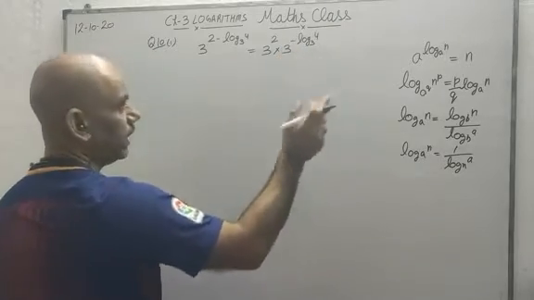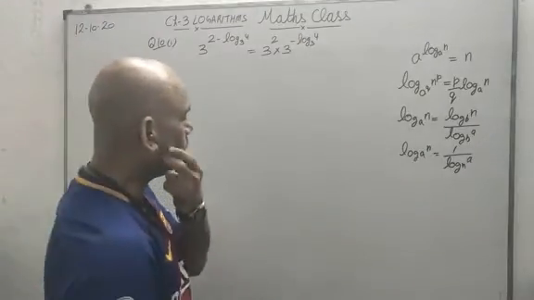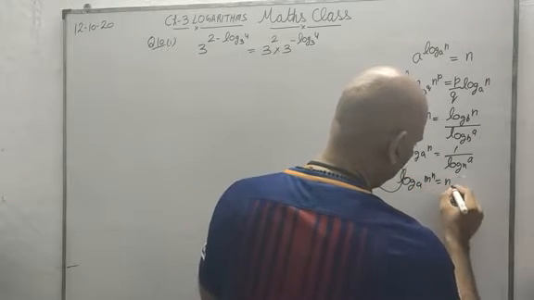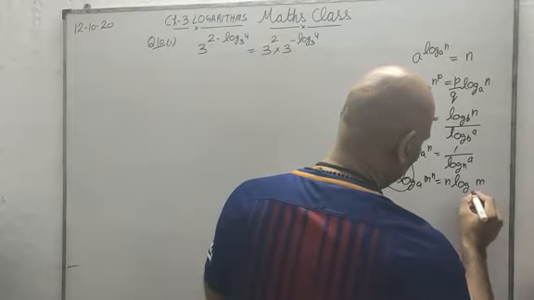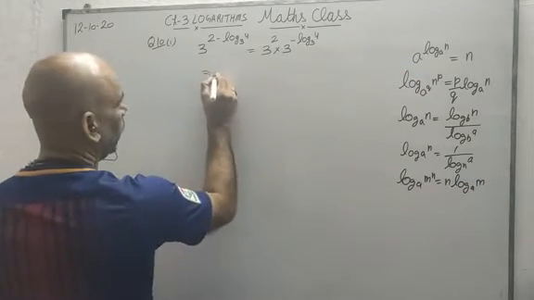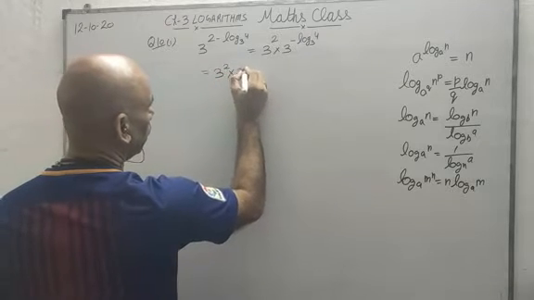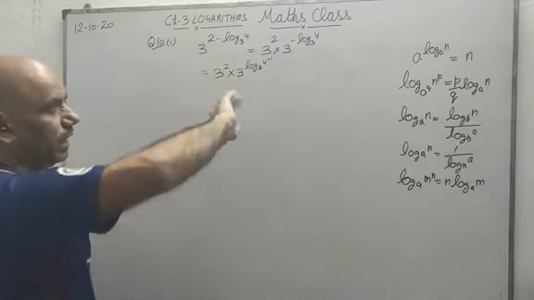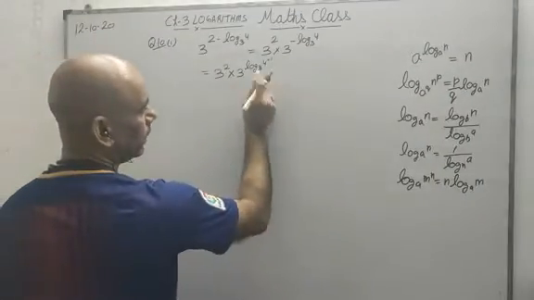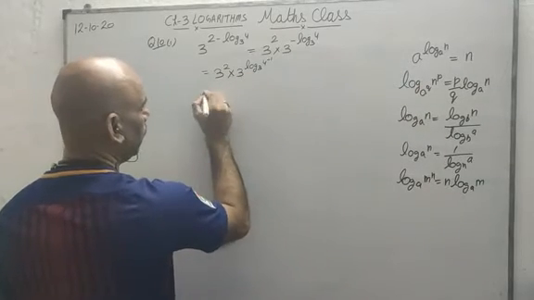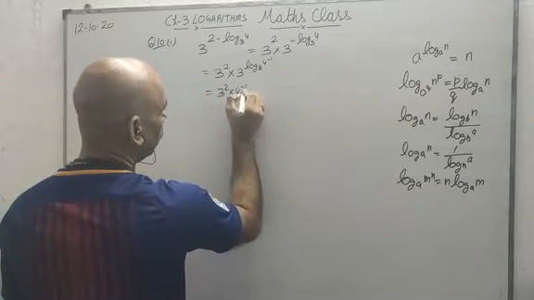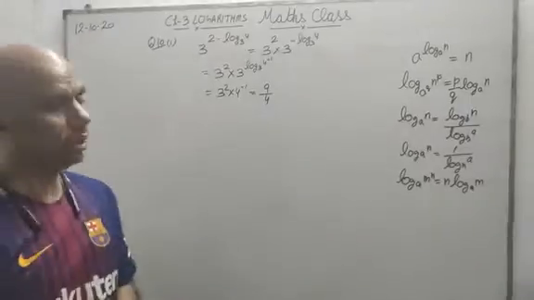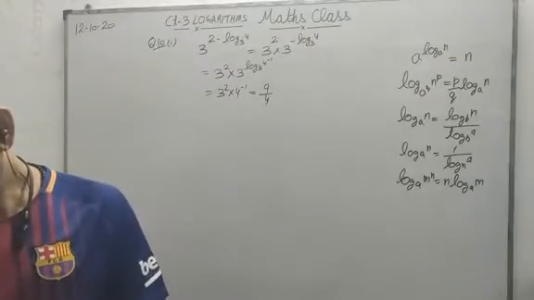As you have studied, if we are having a to the power log m to the power n, it will become n log m base a. In the same way, it will be 3 square into 3 to the power log 4 base 3 to the power minus 1. That minus will go in the power, and now it is exactly in the same manner. So its value will be 3 square into 4 to the power minus 1, and hence our answer will be 9 by 4. So this was question number 10 part 1.